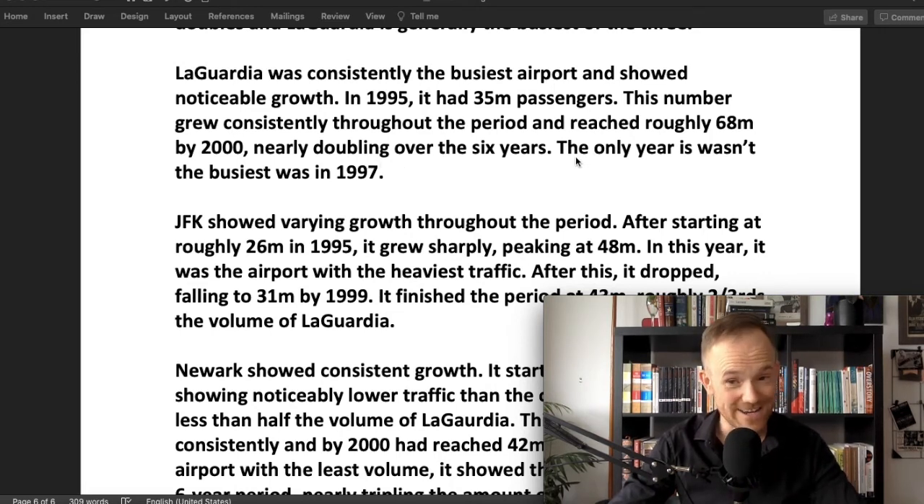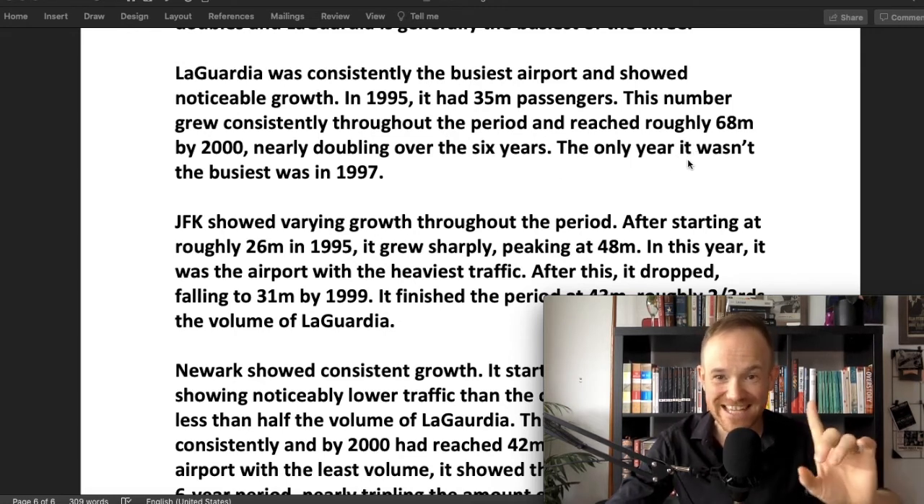Now, you're right. There was 1 year it wasn't the busiest, and I decided to mention it here. You could mention it in the other paragraph that talks about, I think, JFK. Doesn't really matter. The only year it wasn't the busiest was in 1997, and you can see here I made a little mistake. Let me fix that. Boom, magic. The only year it wasn't the busiest was in 1997.